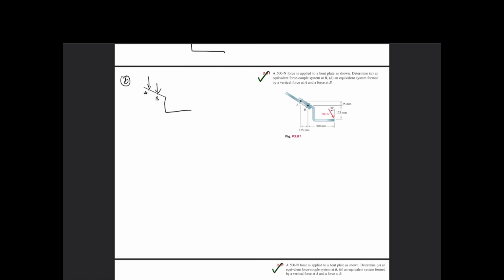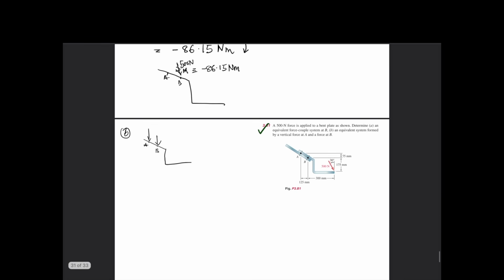Like we said again, we are going to use the same methodology. If you have a force here which you want to move, what we have to take note of first is our moment, right? So we need to get the moment about this point. And like we already calculated, the moment at this point B here is 86.15. You can simply use that same value to get our force, right?